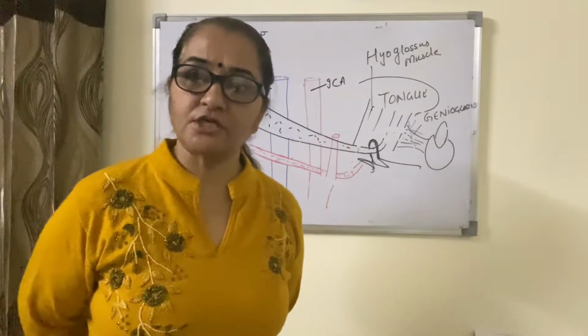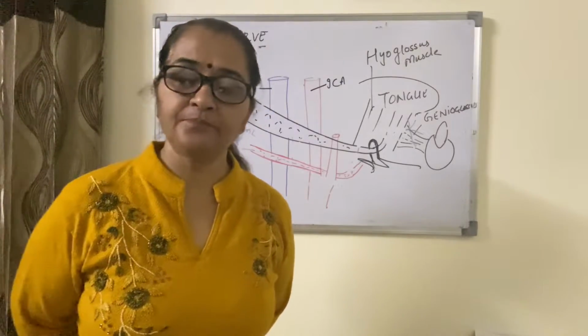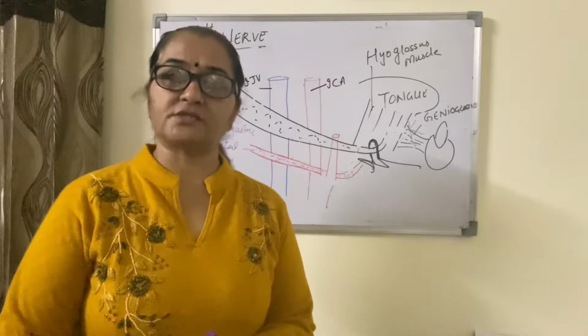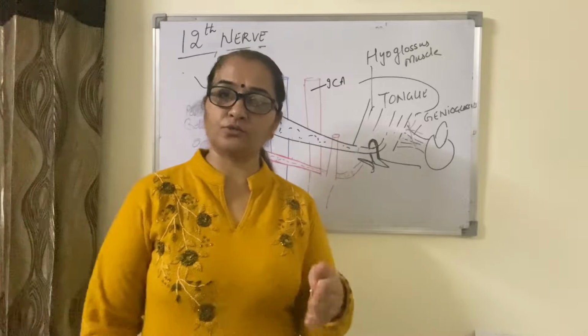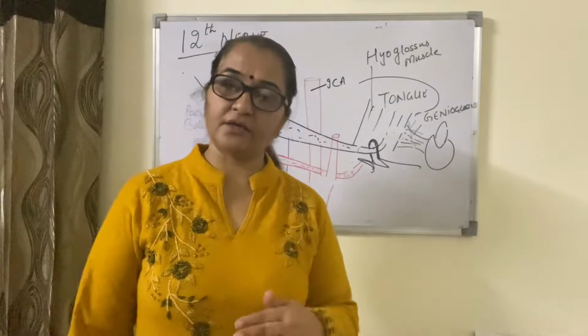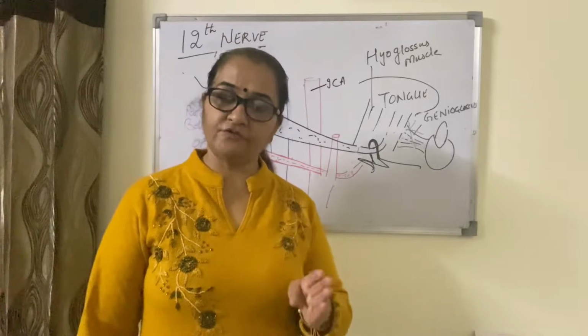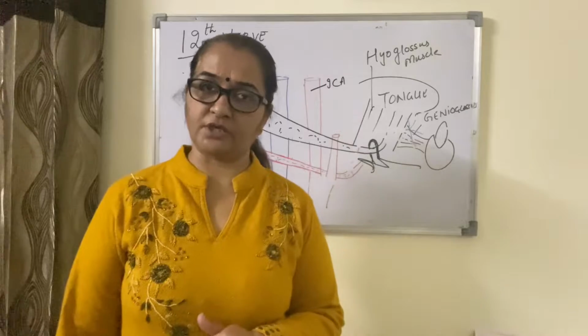Now, what are the functional components of this nerve? Only the somatic efferent component is there, the nucleus of which is lying in the dorsal part of the medulla, that is the hypoglossal nucleus. Now, if we discuss the course, it has an intracranial course and an extracranial course. In the intracranial course, the fibers start from the hypoglossal nucleus, they leave the brain between pyramid and olive, and they move towards the hypoglossal canal.